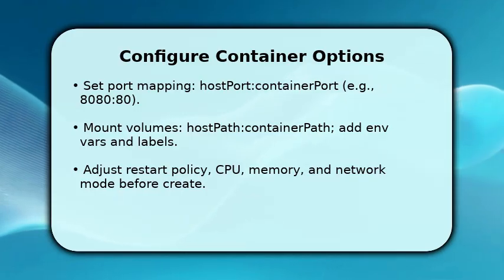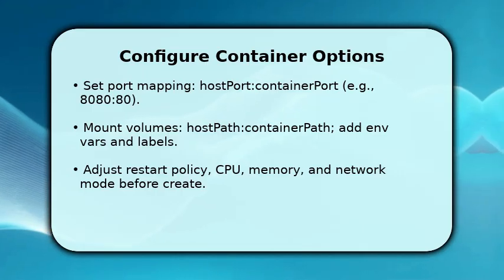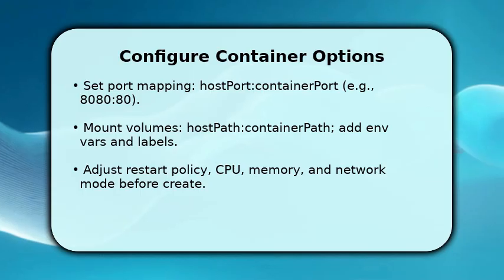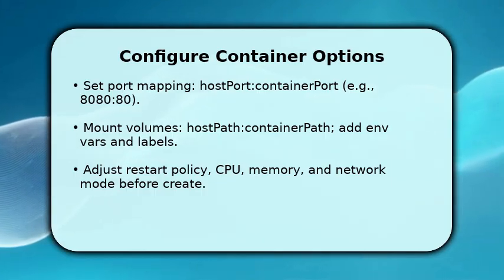In the desktop UI, choose run/create, then add port mappings like 8080:80 so the app is reachable. Alternatively, use docker run -p 8080:80 image name. Make sure to mount volumes for persistent data, add environment variables for configuration, and set labels if needed.